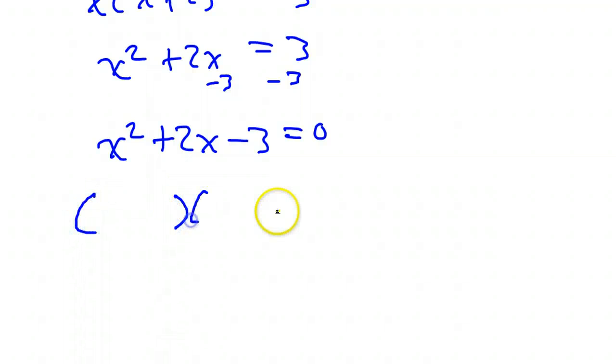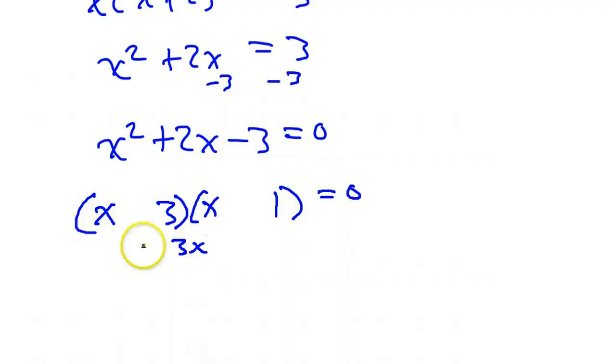Alright, let's see if this will factor. X squared can only factor as x times x. 3 can only be 3 times 1. Inner plus outer equals middle. Inner, I have 3x. Outer, I have 1x. To get a positive 2x out of this, I need a positive 3 and a negative 1. So there's my positive 3, there's my negative 1. Notice that also gives me negative 3 because a positive times a negative is a negative. So this is the correct factorization, and I just needed to set these factors equal to 0.